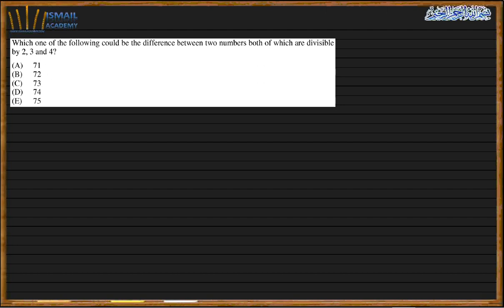that means divisible by the LCM of 2, 3, 4, which is 12. You see? So divisible by 2, 3, and 4 means it's divisible by the LCM of 2, 3, 4, which is 12. So I'm going to choose which one of them is divisible by 12. A is not divisible by 12. B is divisible by 12. So B is my choice.